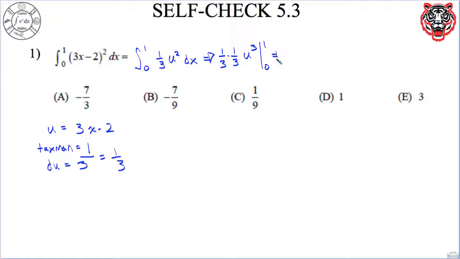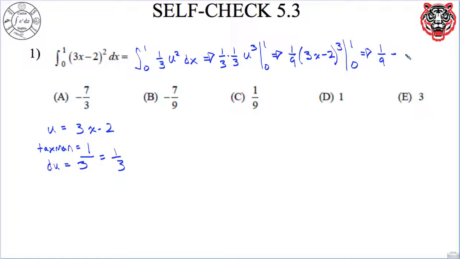And we don't want a u in here, so let's resubstitute our u back in. 3x minus 2. And that turns into 1/9, the 1/3 times 1/3, times, and it's not going to be u anymore, it's going to be 3x minus 2 cubed, evaluated between 0 and 1. So when we sub this in, what do we get? Subbing in 1, 3 times 1 is 3, minus 2 is 1, 1 cubed is 1, times a 9th is a 9th.